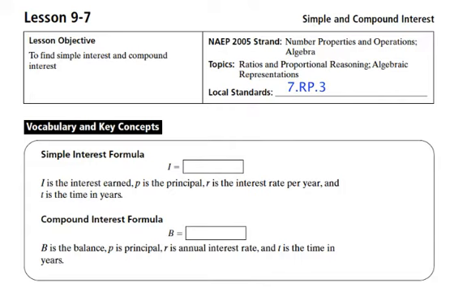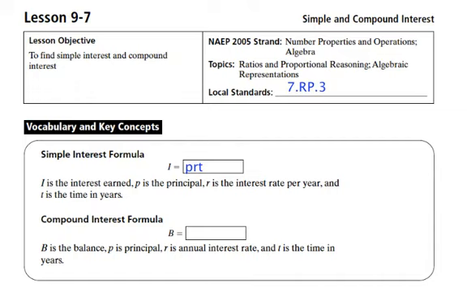Today's lesson is on simple and compound interest. The Common Core standard is 7.RP.3. The simple interest formula is interest equals P times R times T.